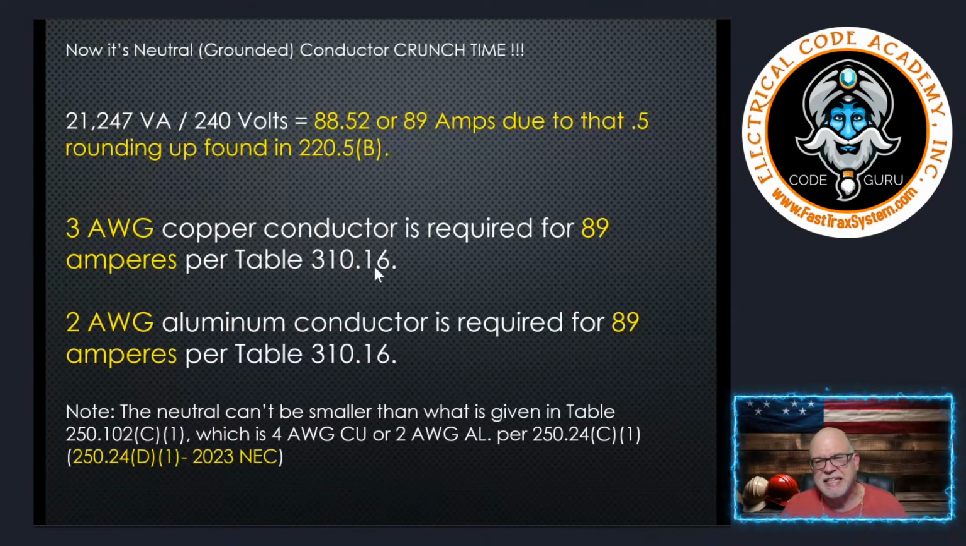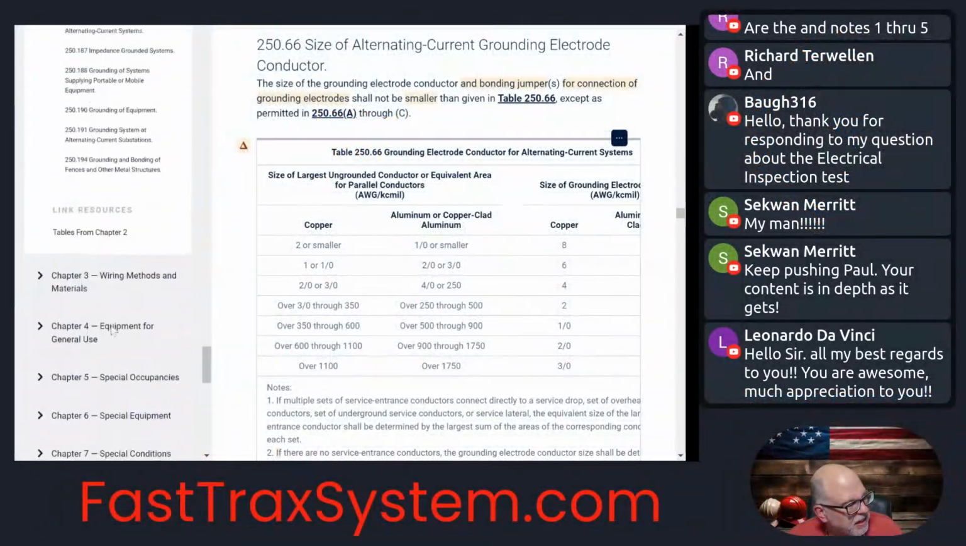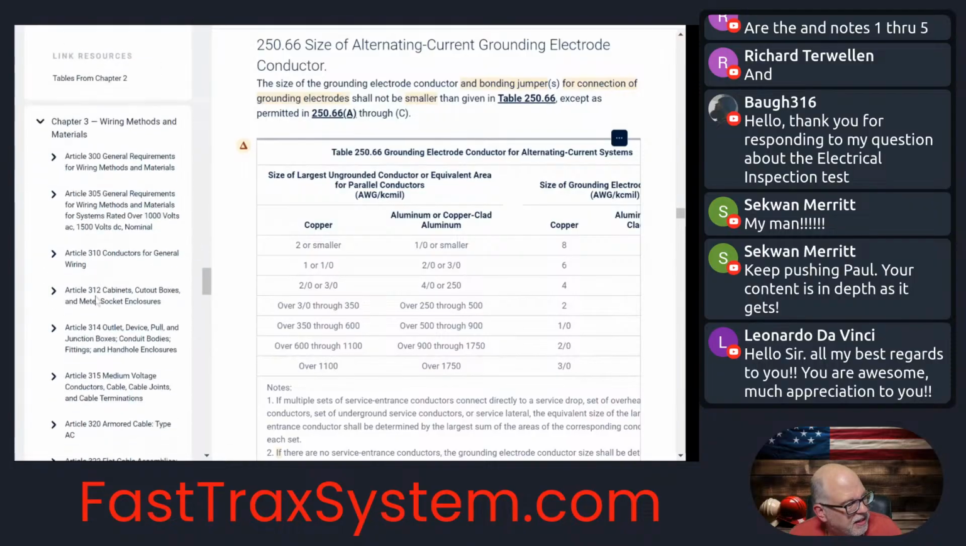So if we go to 310.16, we're under the 75-degree column, we have to have a conductor that can handle at least 89 amps. So I think if you go to the NEC, and we'll do that really quickly since we're already invested in this, and hopefully you folks are getting something out of it and appreciate it.